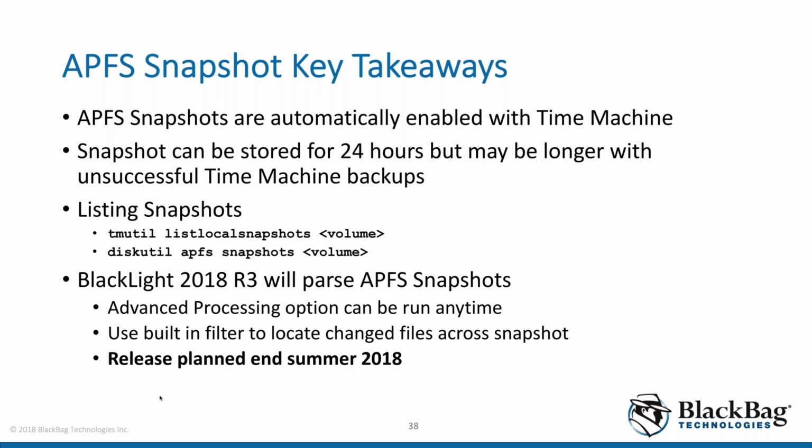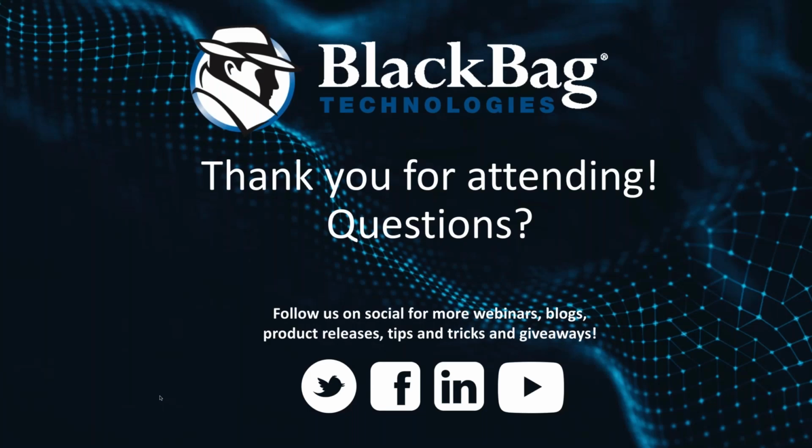We talked a little bit about how you can list them and analyze them offline, and we showed you how you'll be able to analyze them offline with Blacklight 2018 R3, which is planned for the end of summer 2018. So I would look for that soon. You can analyze an individual snapshot, or you can do differential analysis across multiple snapshots or volume shadow copies. And that being said, are there any questions about anything at all?